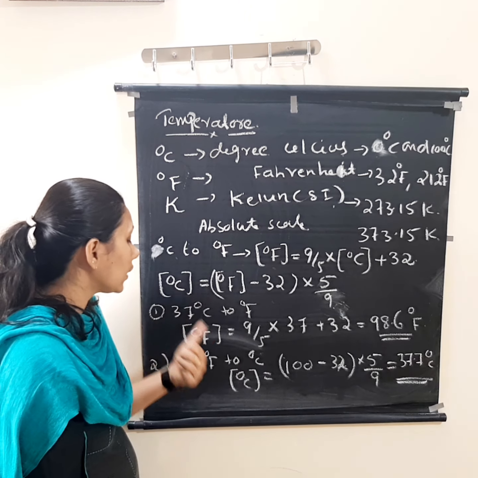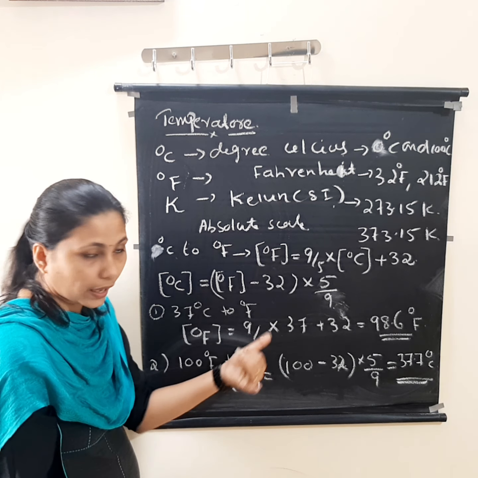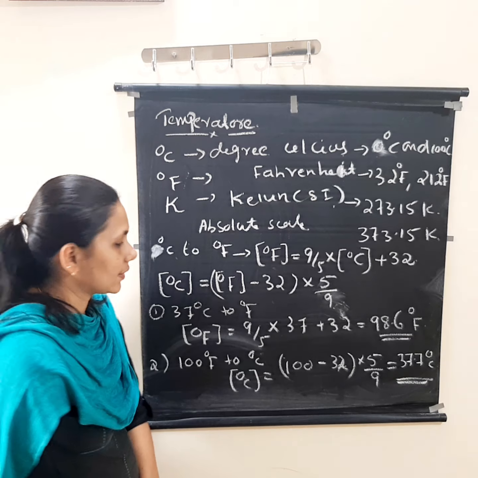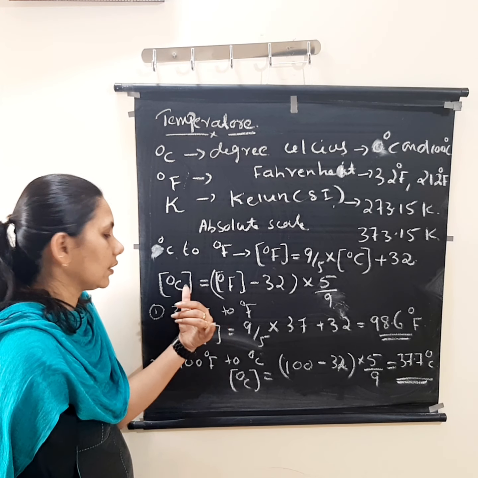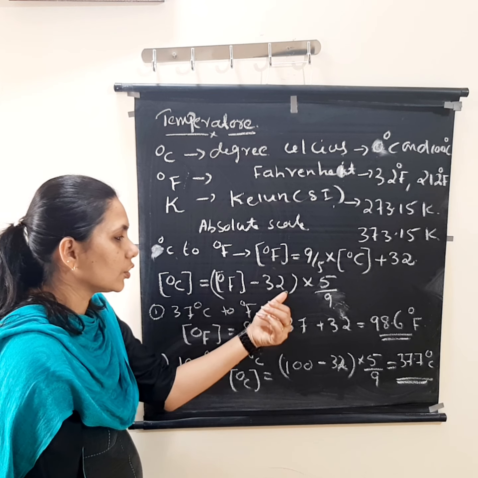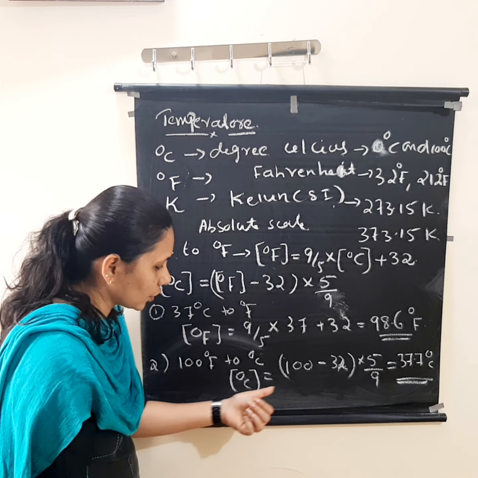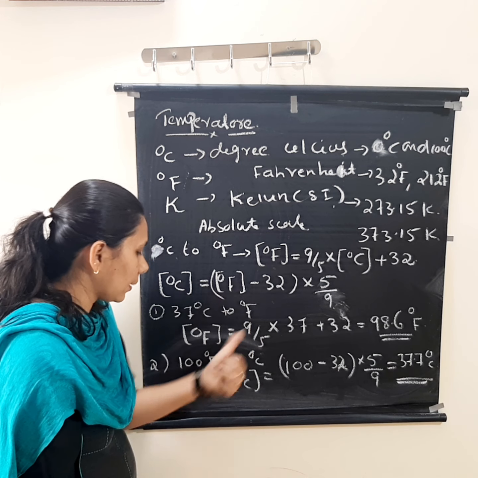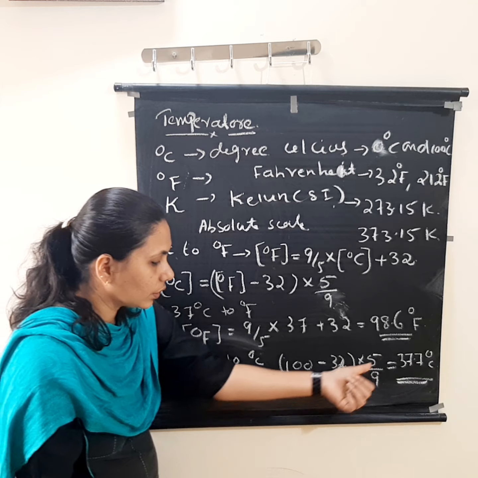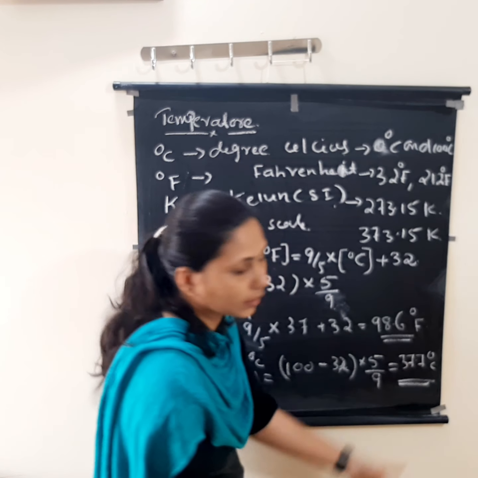Next is convert 100 degrees Fahrenheit to degree Celsius. Before, degree Celsius was given and we converted to Fahrenheit. Here the Fahrenheit temperature is given and you have to convert it to degree Celsius. The equation is degree Celsius equals degree Fahrenheit minus 32, into 5 by 9. Very easy, direct substitution. 100 minus 32, into 5 by 9, and after calculation we will get 37.7 degrees Celsius.